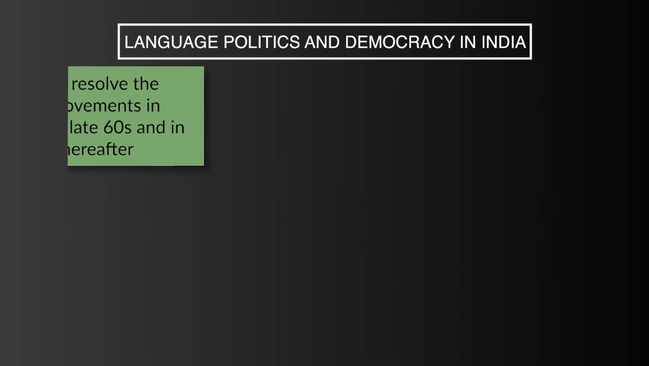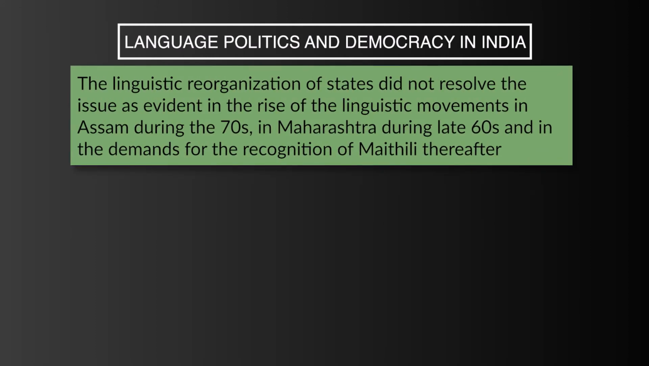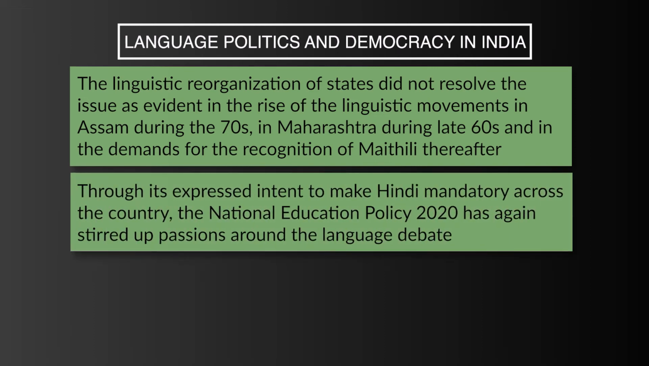Indian states. Now, the linguistic reorganization of states, though it occurred, did not resolve the issue, as is evident in the rise of the linguistic movements in Assam during the 1970s, in Maharashtra during the 1960s, and the demands for the recognition of Maithili thereafter. In recent years, the National Education Policy 2020 again raises the question of education in mother tongue, in regional language, and also talks about Hindi being made mandatory across the country, which has stirred up passion around the language debate.